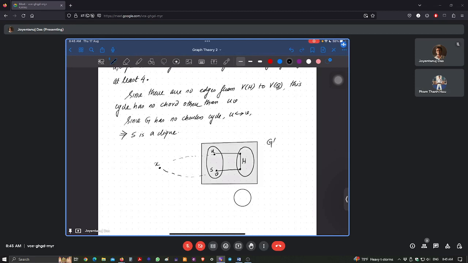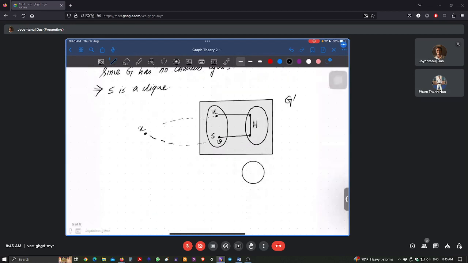So this is G prime. So what we are defining G prime to be? Let G prime be the graph induced by S union the vertices of H. This does not contain x, and hence it is a smaller graph than the original graph, right? So x does not belong to G prime.